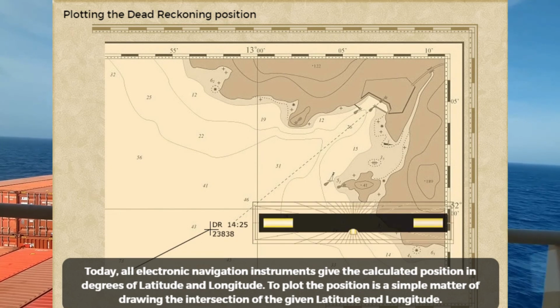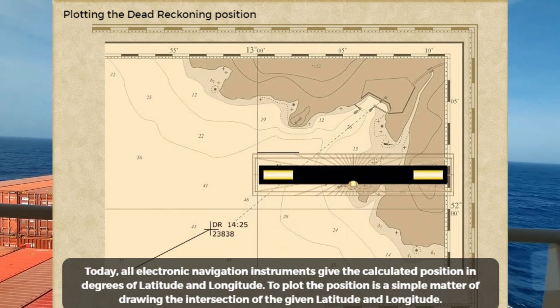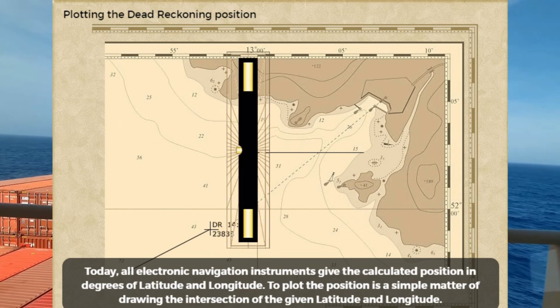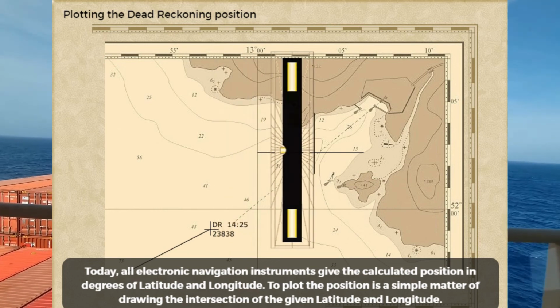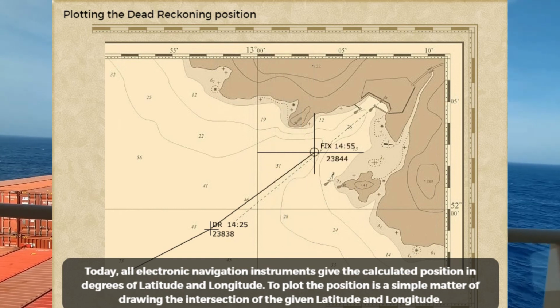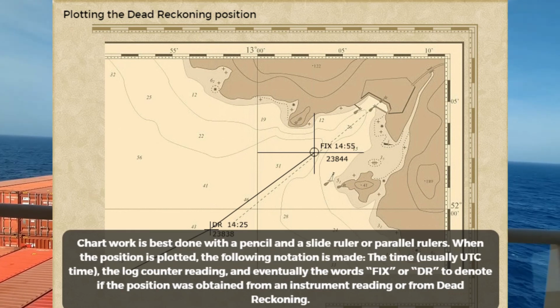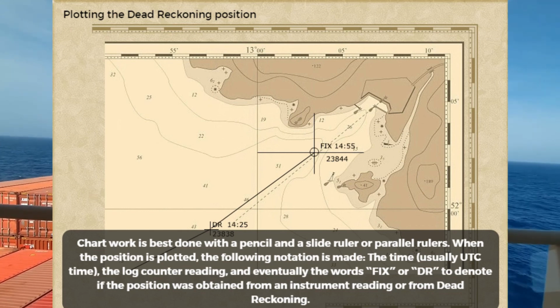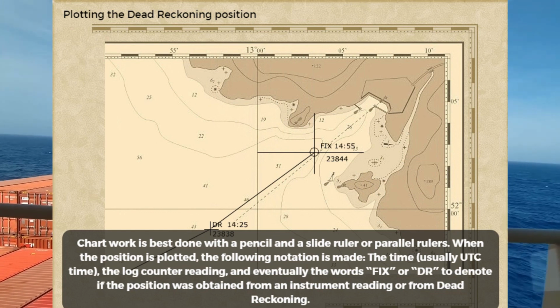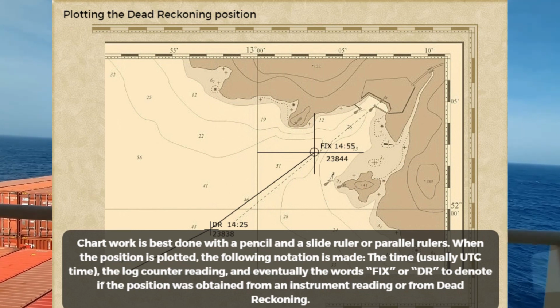Today, all electronic navigation instruments give the calculated position in degrees of latitude and longitude. To plot the position is a simple matter of drawing the intersection of the given latitude and longitude. Chart work is best done with a pencil and a slide ruler or parallel rulers. When the position is plotted, the following notation is made: the time, the log counter reading, and eventually the words fix or DR to denote if the position was obtained from an instrument reading or from dead reckoning.